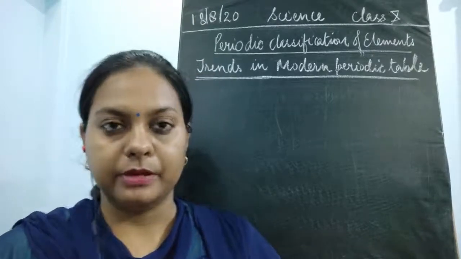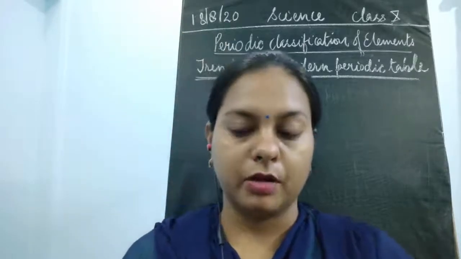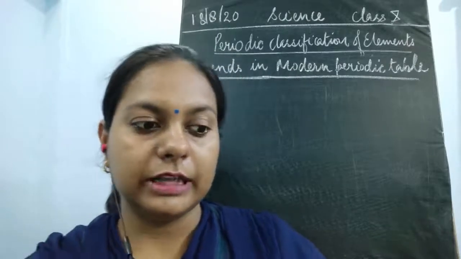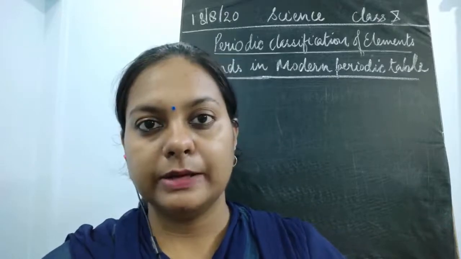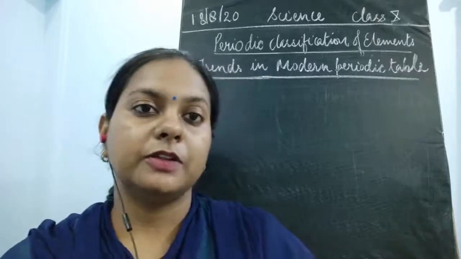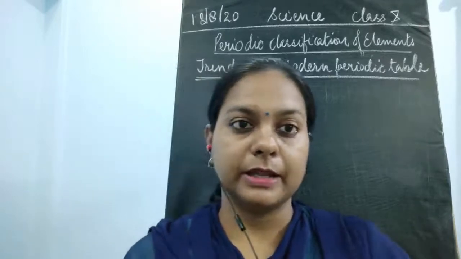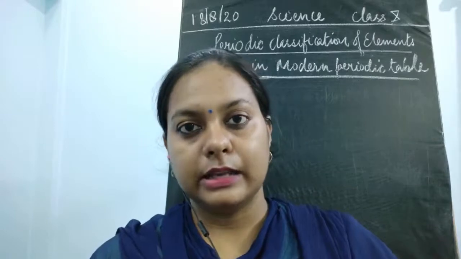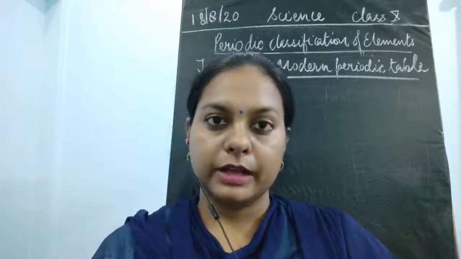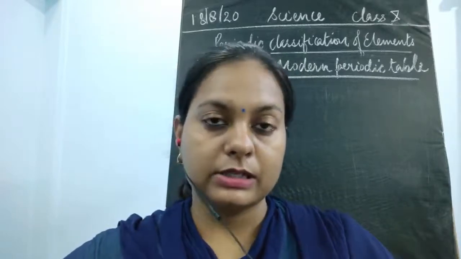So then what happened? The next classification which came into being was the modern periodic table. This was based upon the modern periodic law, which says that the arrangement of the elements is done on the basis of atomic number. Now the concept of atomic number has arisen. When the arrangement of the elements takes place on the basis of atomic number, then the chemical or physical properties of the elements are a periodic function. Now what is that periodic function?